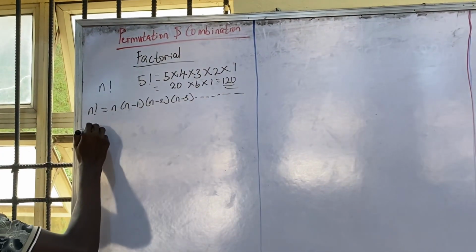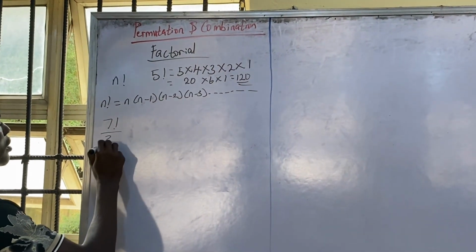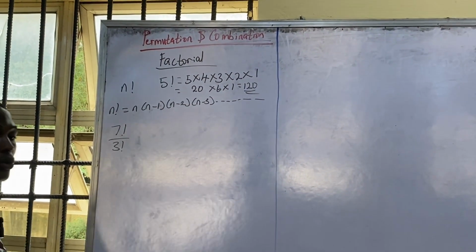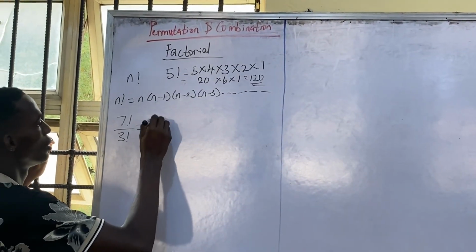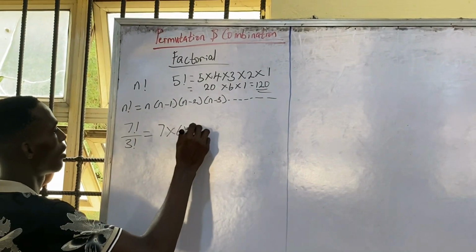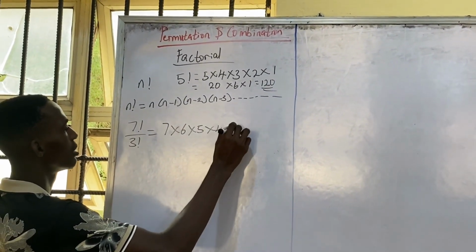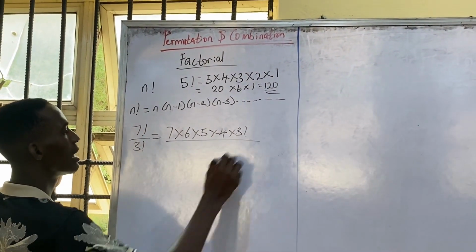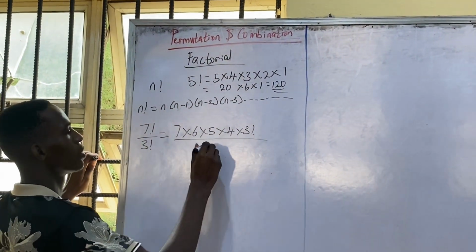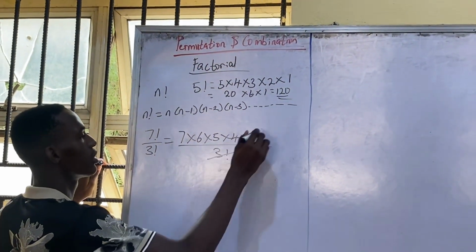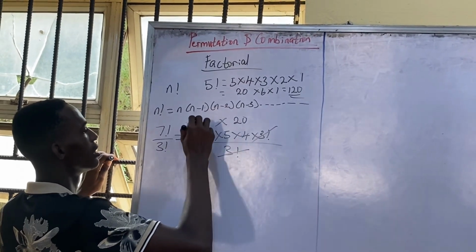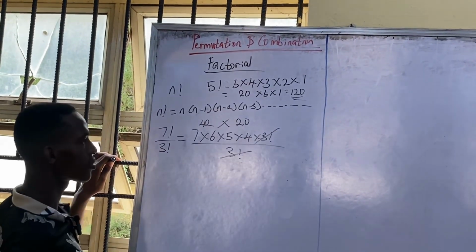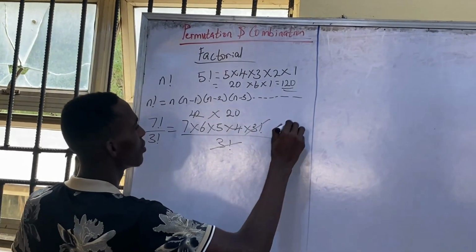Now, if you are given 7 factorial over 3 factorial, instead of expanding it finish, this is what you do: 7 times 6 times 5 times 4 times 3. So you stop at where the highest factorial is, so it can be easy to cancel out each other. Then you can sum up the rest. This is 20 and this is 42. So this will give us 840.